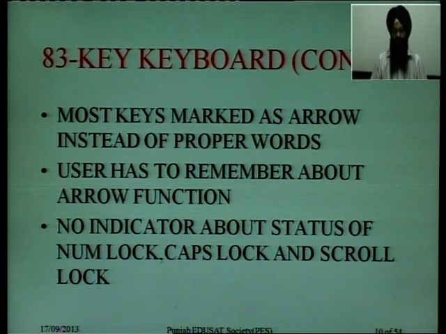So it was not possible to press the various keys without faults unless one remembered what the arrows meant. So there were very many faults and much wastage of time when using these types of keys.